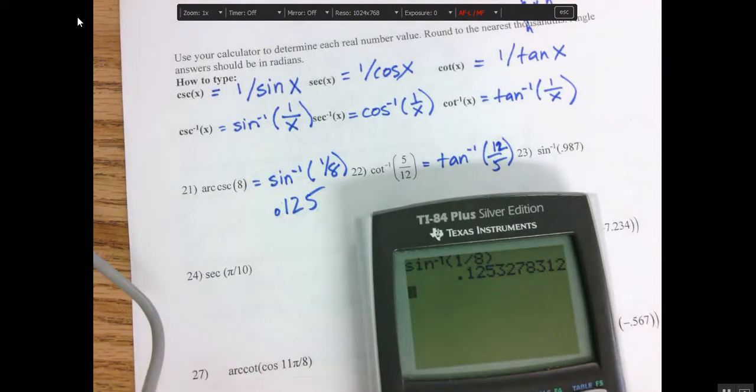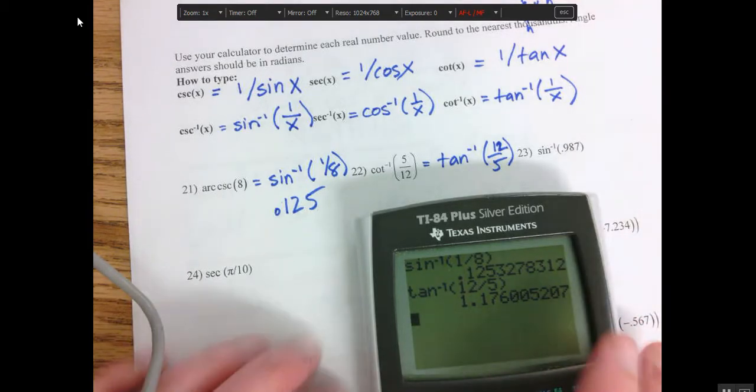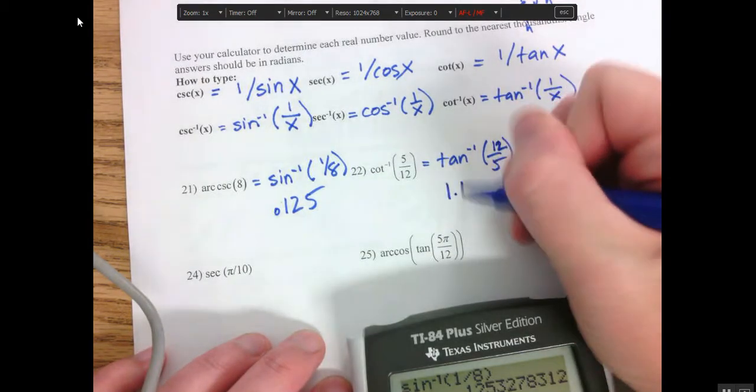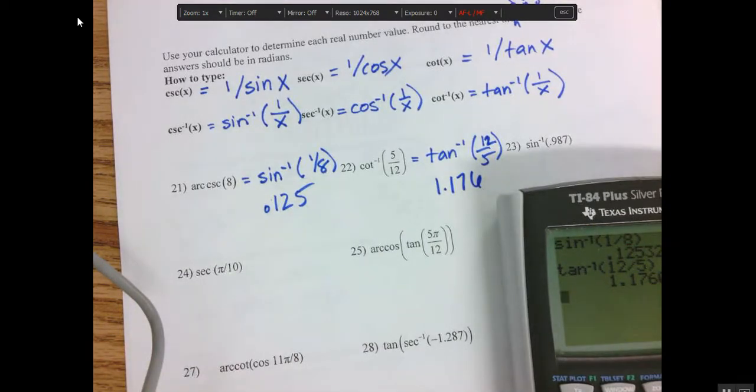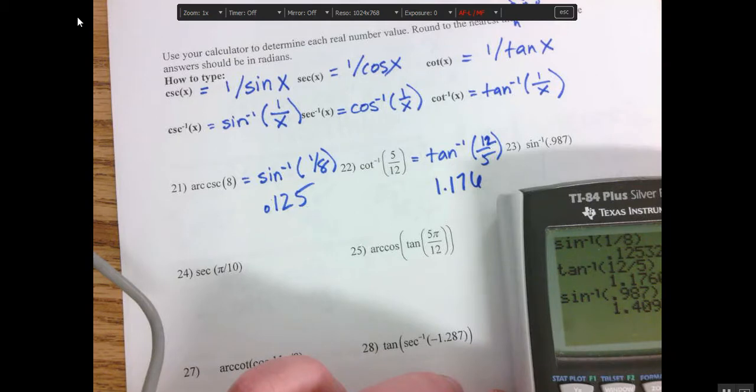All right, next one, I'm typing inverse tangent. 12/5. 1.176. And then the third one was already ready to go. So inverse sine, 0.987. 1.409.